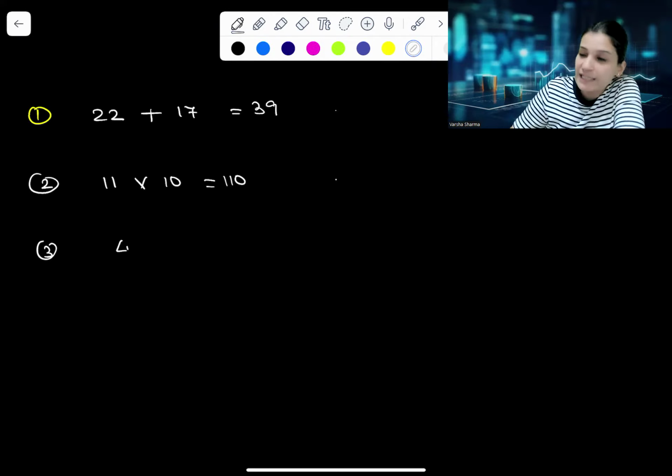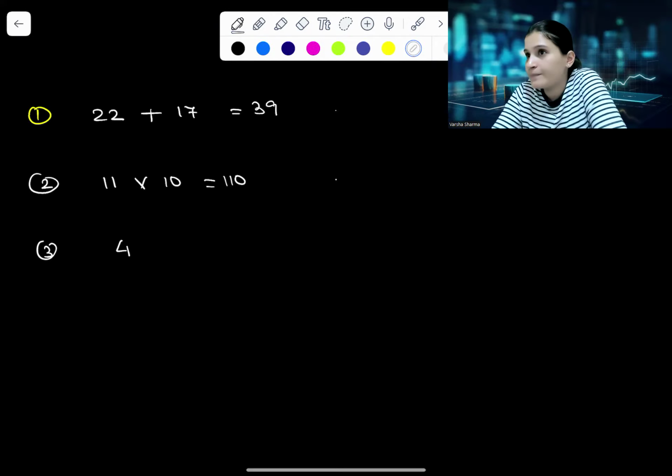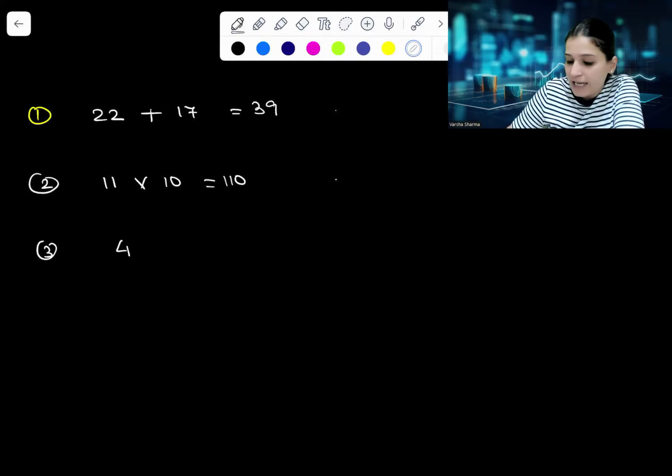But if I've entered by gate 1, I cannot exit by gate 1. So to exit, I have only 3 ways, the remaining 3 doors. And I have to enter as well as exit. So a total of 4 into 3, 12 ways.